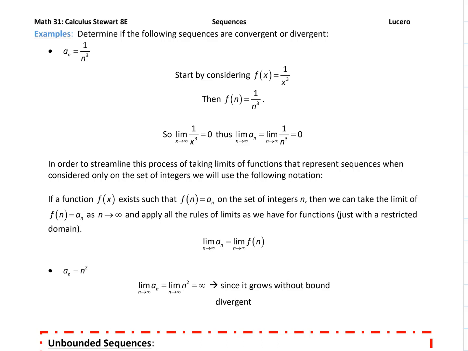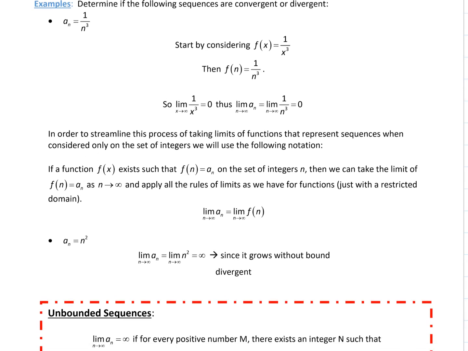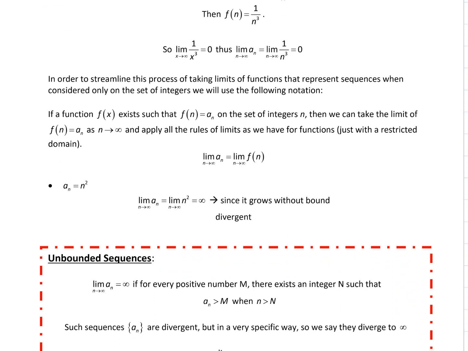Okay, so just to streamline this process of taking limits of functions, we can say this. If a function f of x exists such that f of n equals a sub n on that set of integers, then we can just take the limit of f of n as n approaches infinity and apply all the limit laws for functions. We're just doing it with a restricted domain. So we can take the limit of f of n as n approaches infinity, just looking at it with a restricted domain.